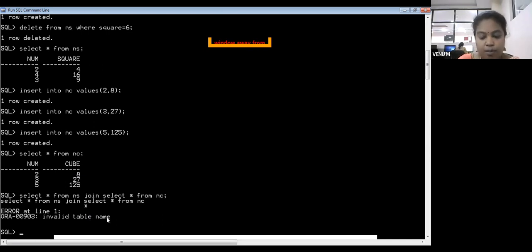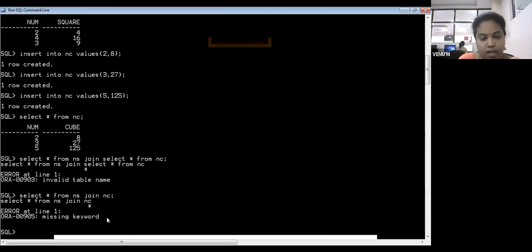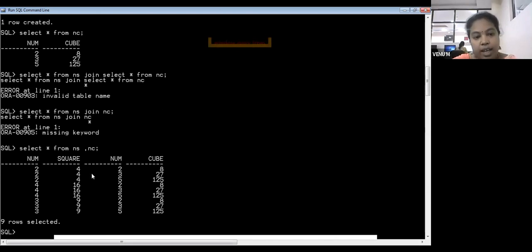Okay. No need of select here. Select star from NS join NC. Here, a comma is enough. So NS has three rows, right? NC also has three rows, right? 3 into 3 is 9, which means a total of 9 rows are selected. Each row of NS is combined with NC. Here observe that 2, 4 is mapped with 2, 8, 3, 27 and 5, 125.